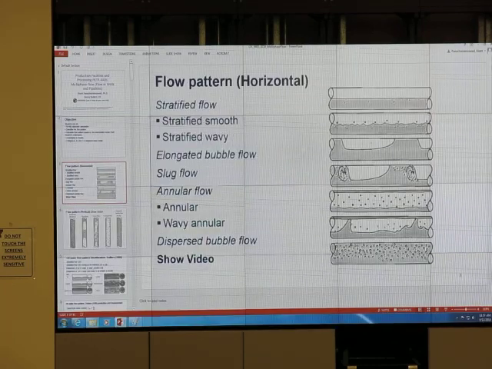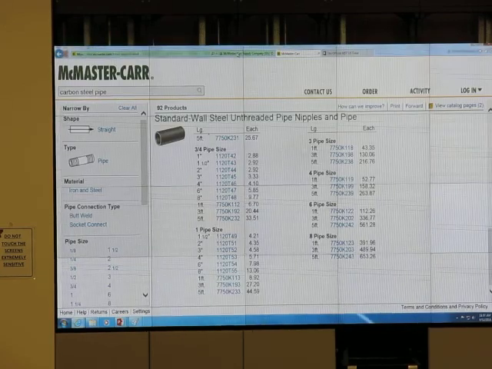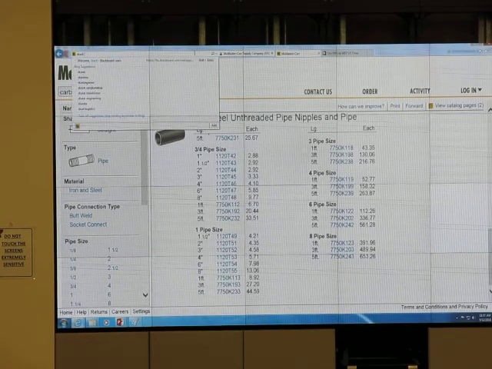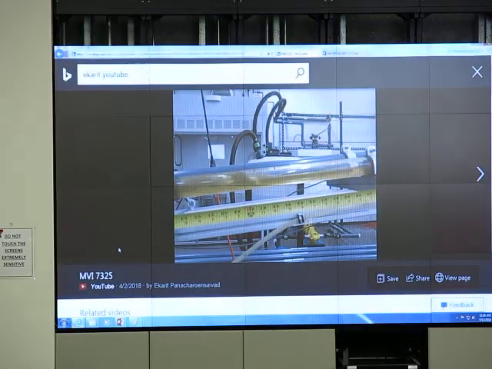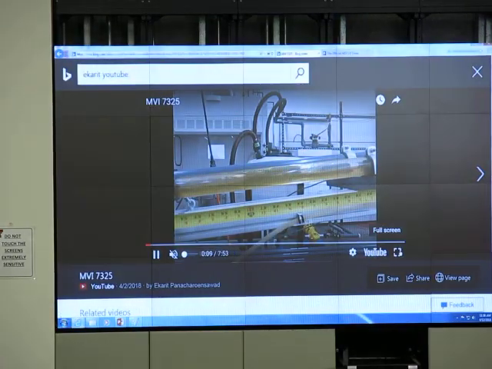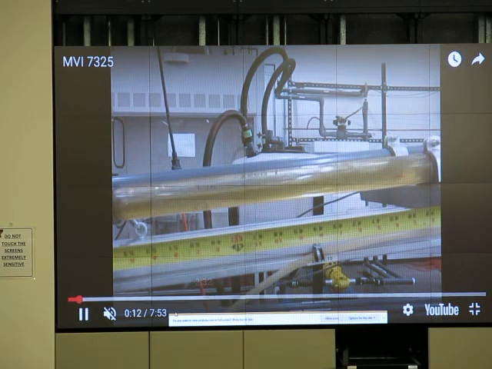That flow pattern is for the case of... let me check first. See what I have. Let me show you the right one. Okay. This is a video from the lab in 101. It's for high viscosity oil.